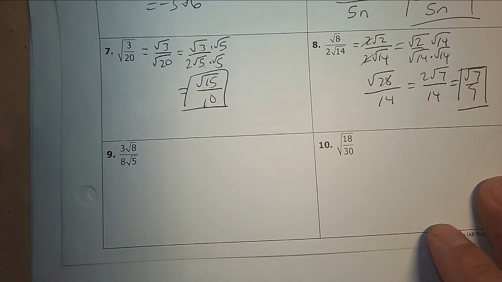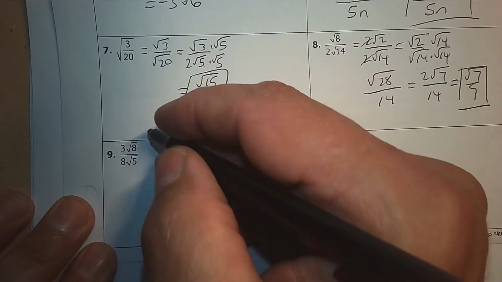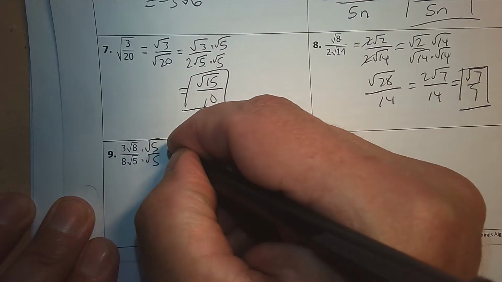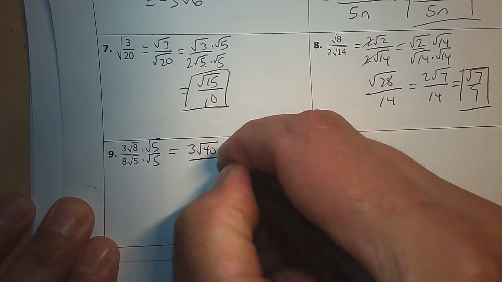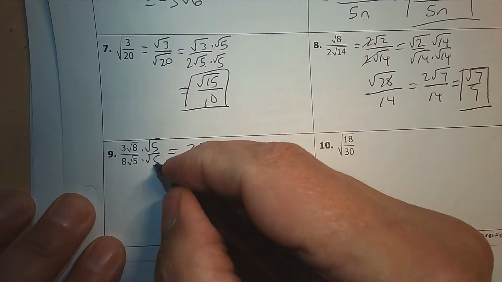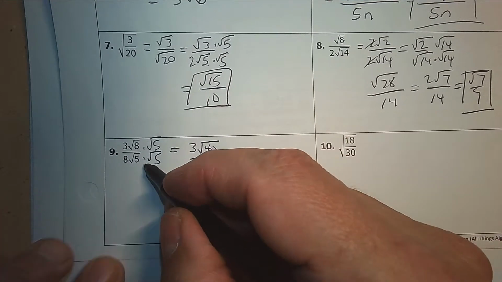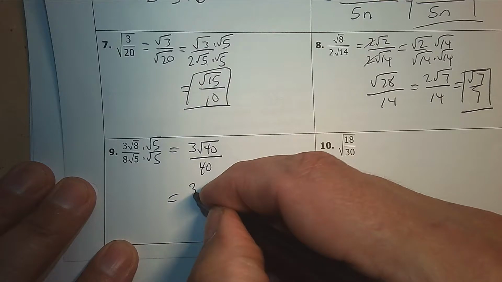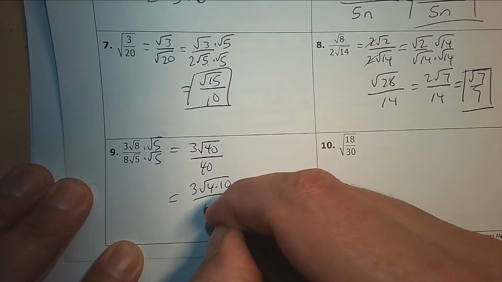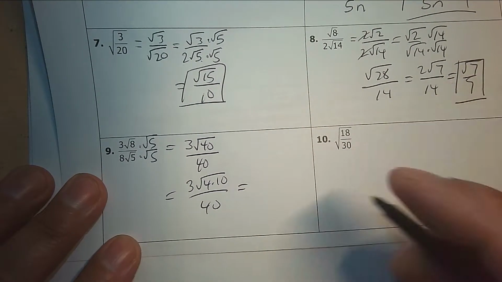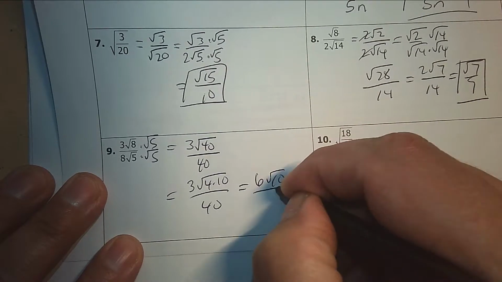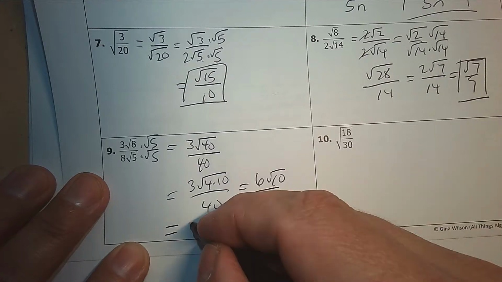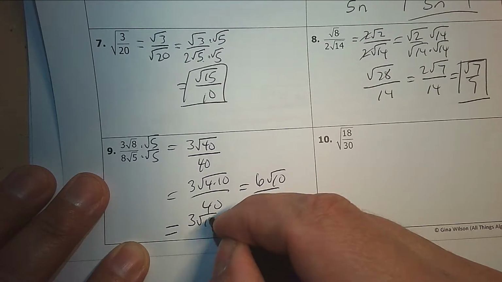Number 9, this is all prime, so I'm just going to multiply top and bottom by root 5. So the top is 3 root 40. The bottom is root 5 times root 5, which is 5 times 8 is 40. They do not cross out. 40 can be written as 4 times 10. So the square root of 4 is 2 times 3 in front is 6. And 6 and 40, the number that goes into both is 2. So that's 3 root 10 over 20.